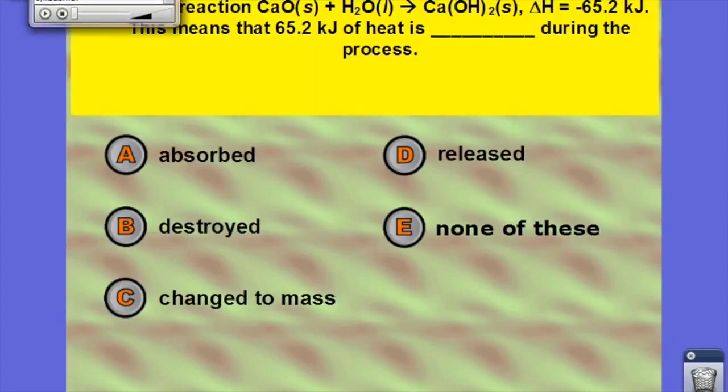Okay, next. For the reaction, here's the reaction. We already saw that. This means that 65.2 kilojoule of heat is absorbed or released? It is released. How do we know? Because the delta H is negative.